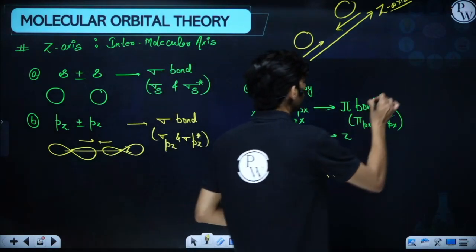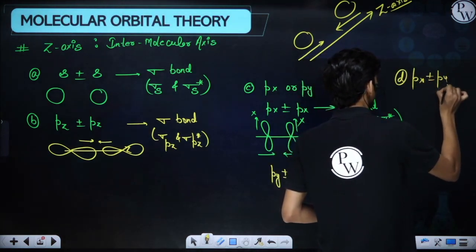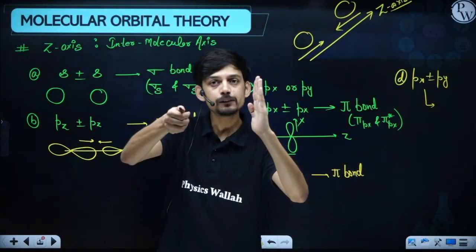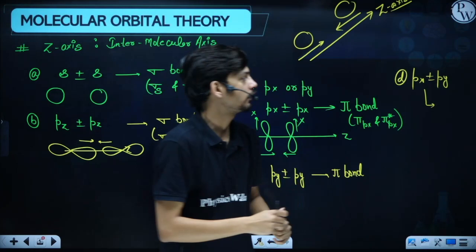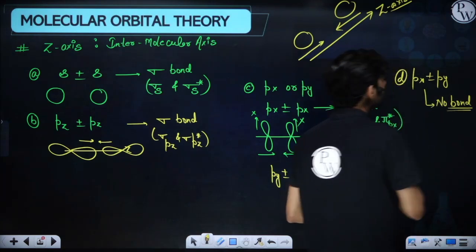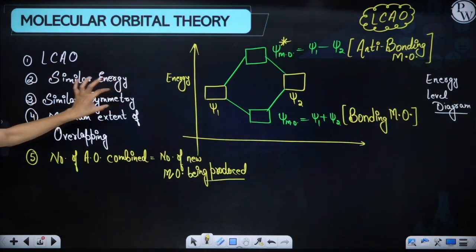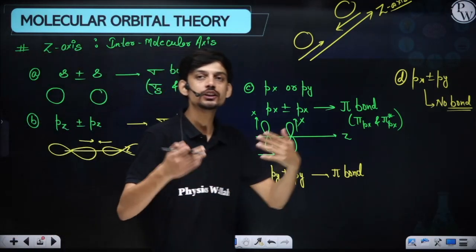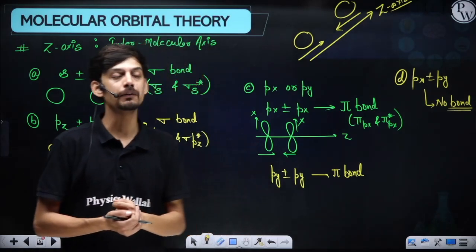And you can see one more thing. Suppose you combine px and py. What will happen? Px is perpendicular to z axis but in another direction. Py is perpendicular to z axis but in another direction. So their overlapping will not result in any formation of bond. That is the meaning of combination having same symmetry. That is, orbitals should have the same type of orientation. They should align themselves in the direction that will give you maximum overlapping.